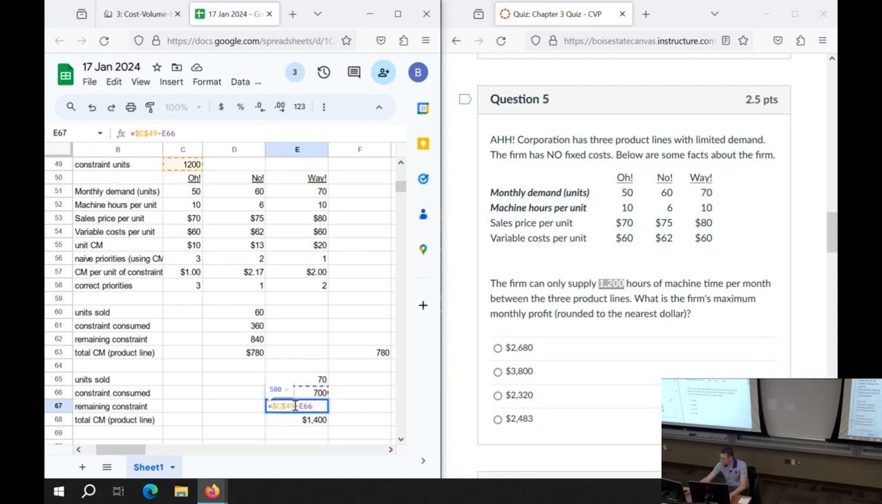Oh, I know, I don't want that one absolute. We had 840 left over after we used up some of the constraint for no. And so after we use up the 700 for whey, we have 140 left over. Now, it's possible on some of these problems, you get the second product and you end up with a negative amount of constraint, which you can't do. You only have 1,200 hours. That means you need to go back and say, this is the last product we can produce. We can't produce any O in that case.